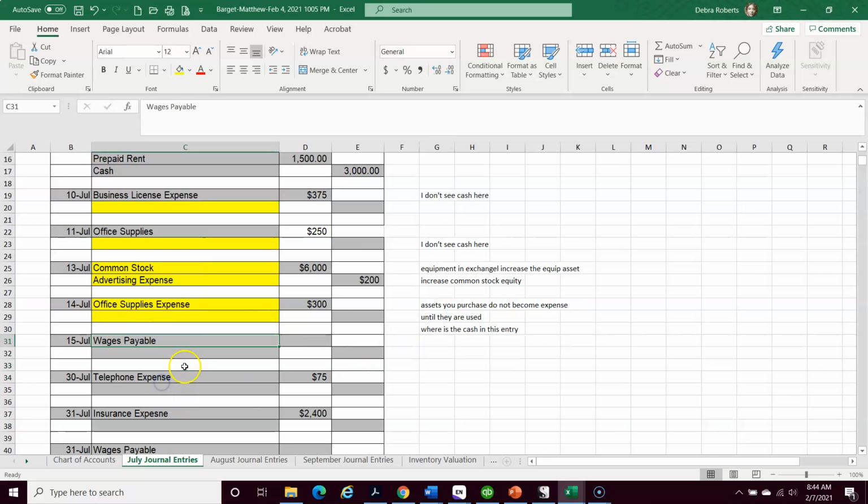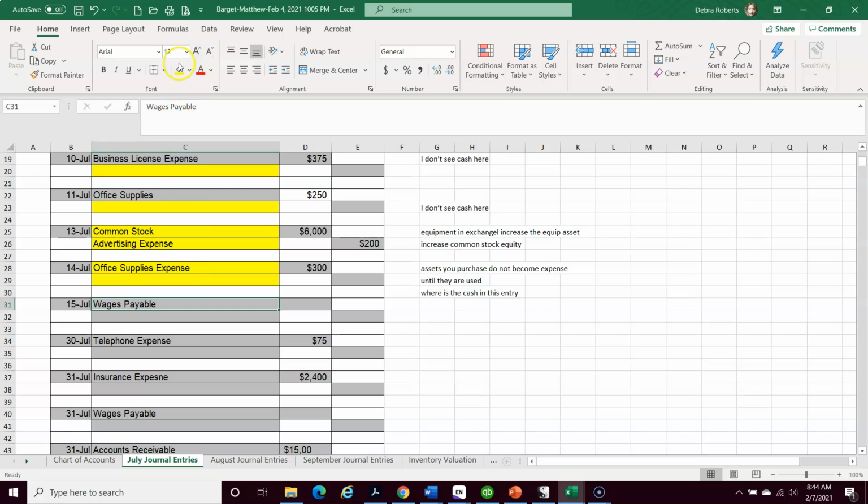The same is true here. Wages payable is a good account, but remember, we have to show the use of our employees. The use of anything is our expense.